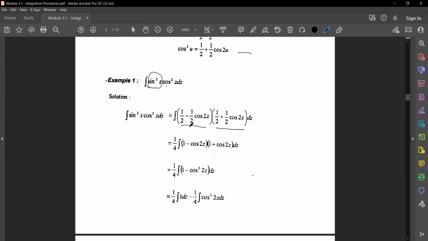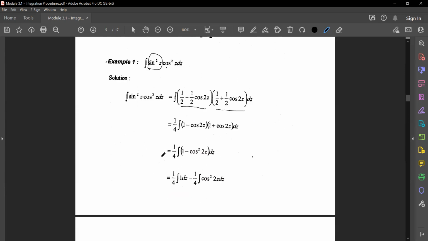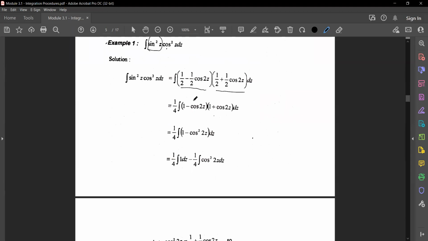Okay, then proceed with the integration. So magiging ano to? So simplify natin, no? Simplify natin to be 1 minus cosine 2z. Okay, multiplied by 1 plus cosine 2z. The same pa rin. Okay. So, proceed with integration. So, yung constant labas natin, that's 1/4. Multiply to multiply. And then, ito, of course, multiply mo itong dalawang term na to. That's 1 minus cosine squared 2z dz.